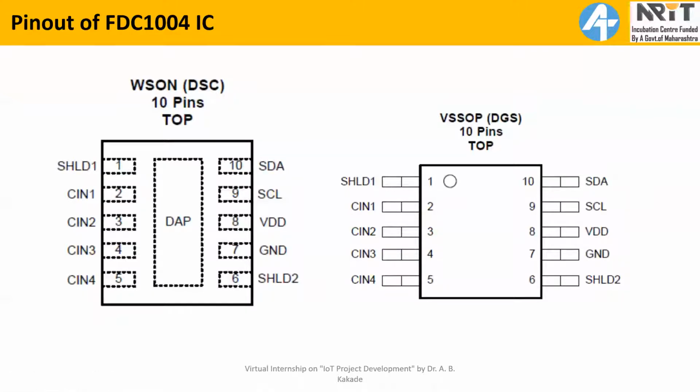SHLD1, is used for all 4 channels when FDC1004 is configured for single-ended measurement. But if it is configured for differential capacitance measurement, both shielding pins are used. There are 2 pins for serial clock and serial data, that is for I2C bus interfacing, a VDD pin and a ground pin.